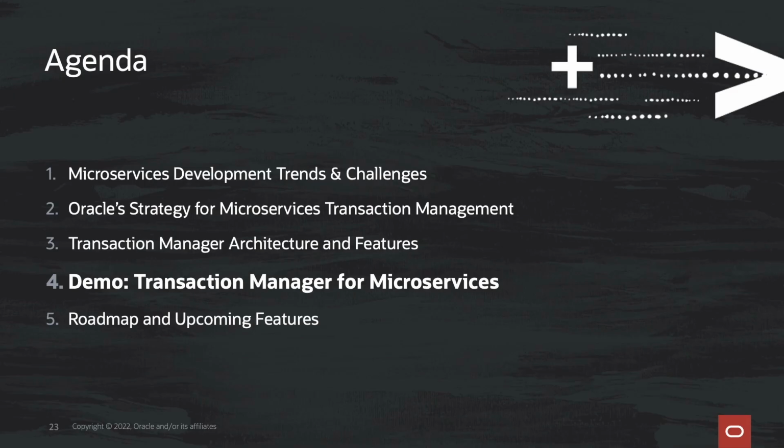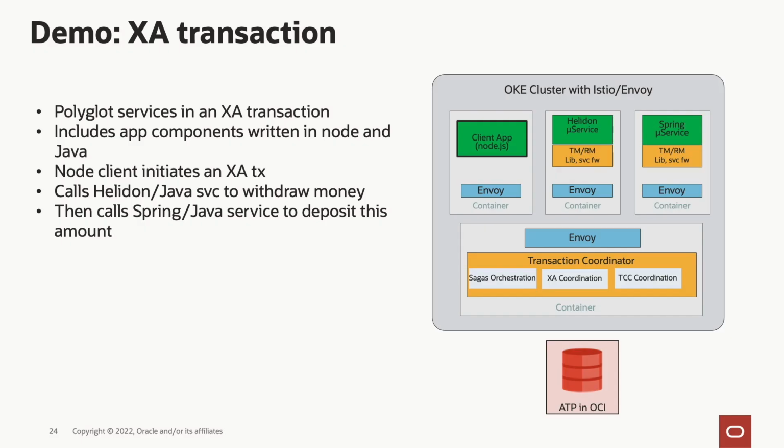Yeah, thanks, Todd. The next item is the demo for this transaction manager to see this functionality in action. Let me just set the stage for the demo, and then I'll hand it over to Brijesh for the demo itself. We are going to show you an application written in Node.js and Java. Here the client application initiating the transaction is written in Node.js, and then there are two participant microservices, both written in Java. One is running in the Helidon framework, another in the Spring framework.